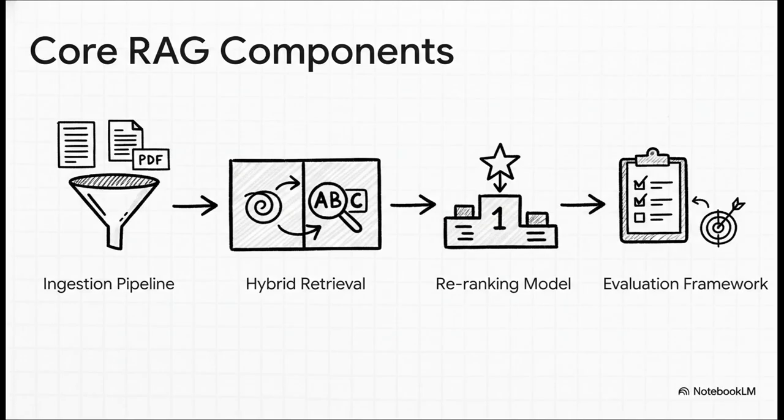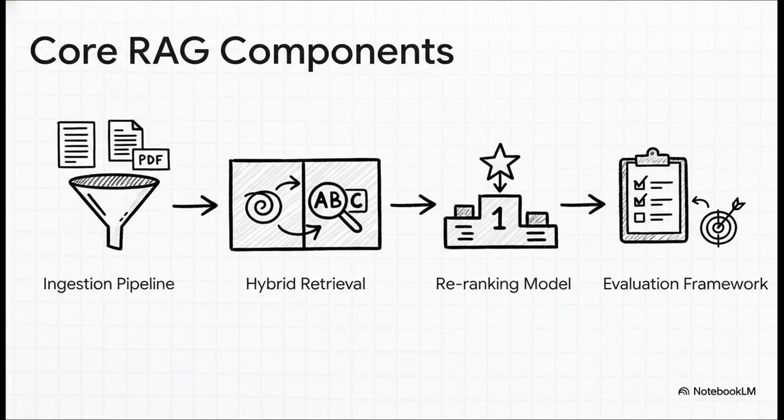So how do we build this librarian? First, you need an ingestion pipeline that can pull in and understand all kinds of documents, PDFs, you name it. Then, for retrieval, you want a hybrid approach, combining vector search, which understands meaning, with good old-fashioned keyword search for those exact matches. After you find some potential documents, a re-ranking model sorts them to put the absolute best ones on top.